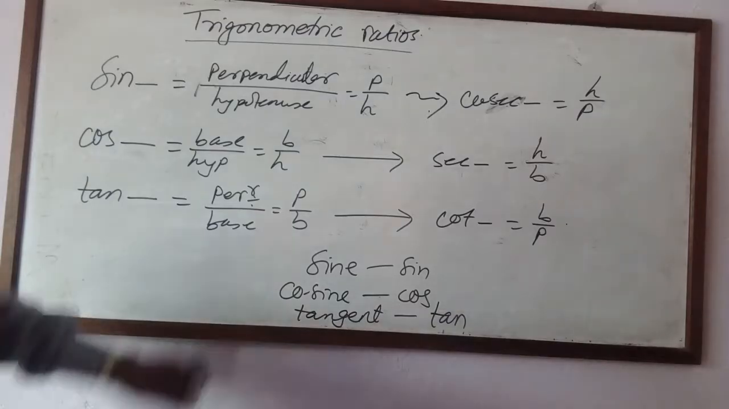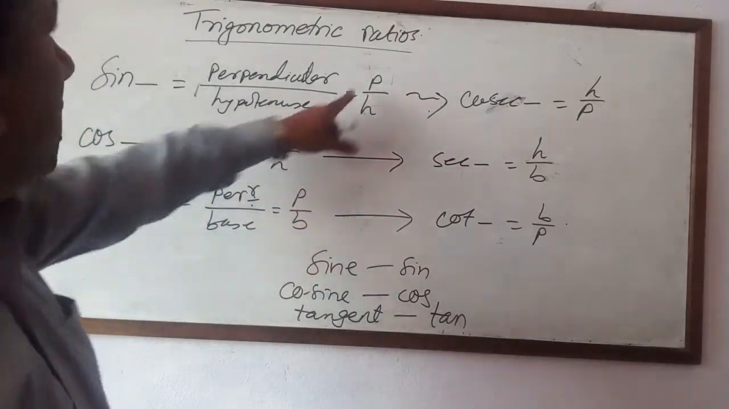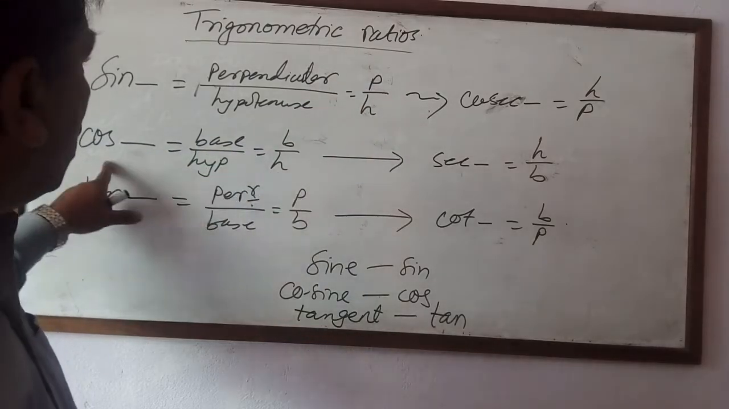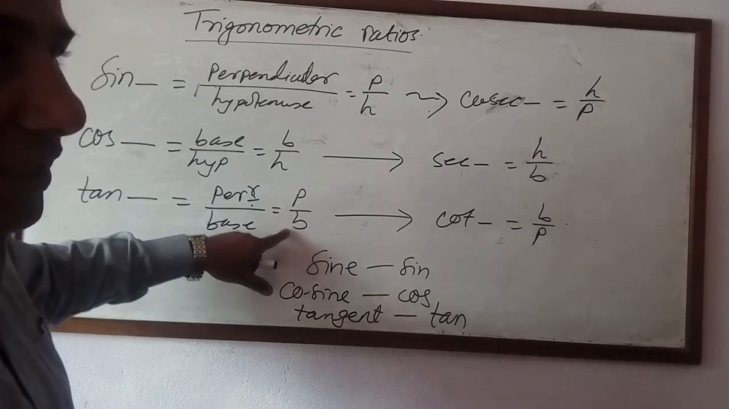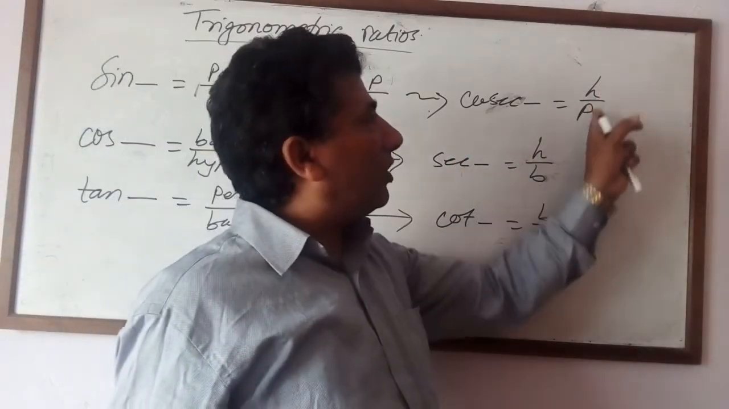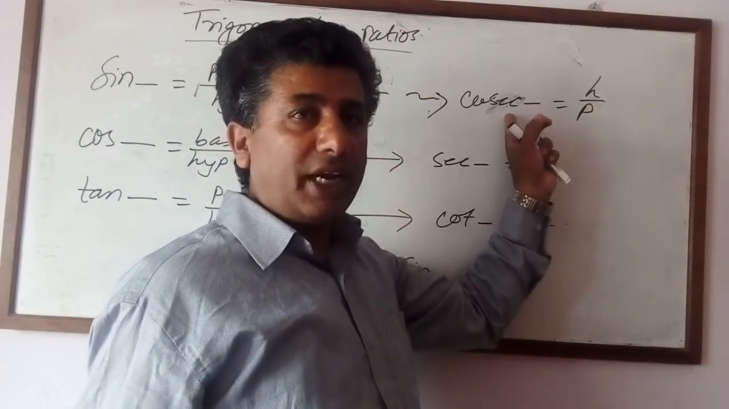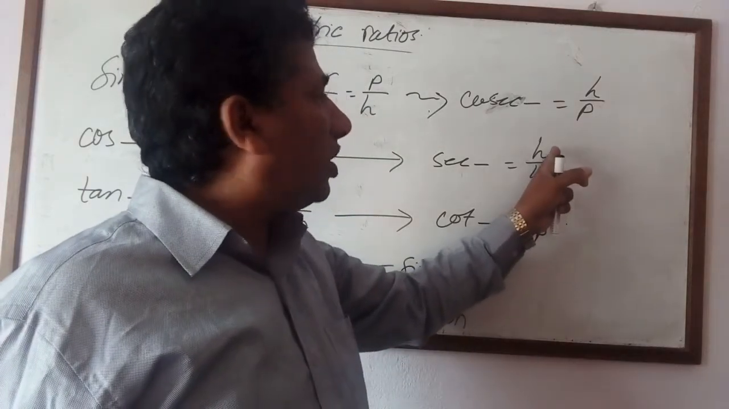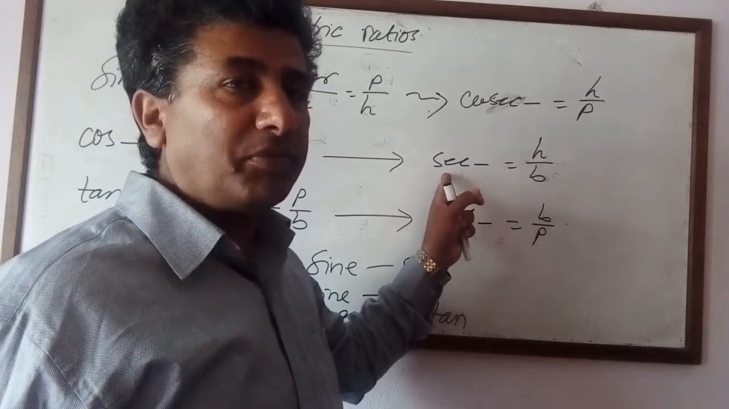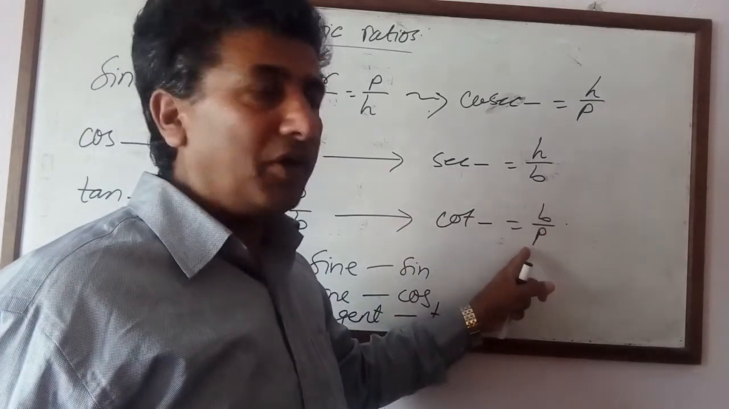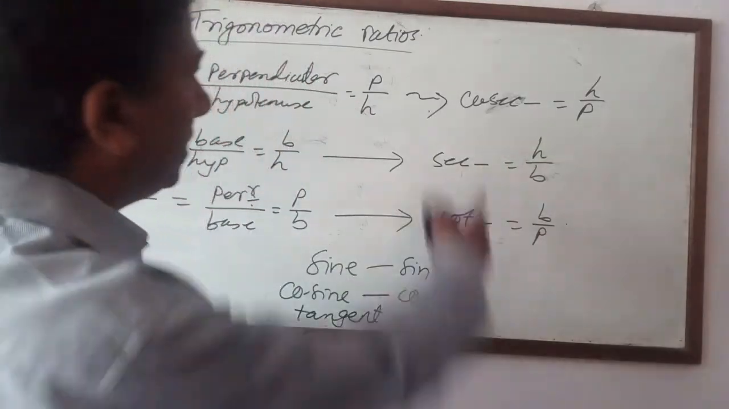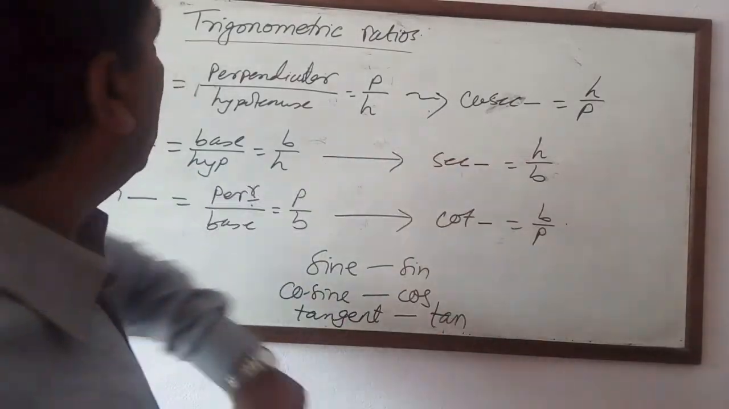The ratio of perpendicular and hypotenuse is called sine, the ratio of base and hypotenuse is called cos, the ratio of perpendicular and base is called tangent, the ratio of hypotenuse and perpendicular is called cosecant, the ratio of hypotenuse and base is called secant, and the ratio of base and perpendicular is known as cotangent. I have kept space here, which means we have to write the angle, and with respect to that angle we have to find P, B and H.